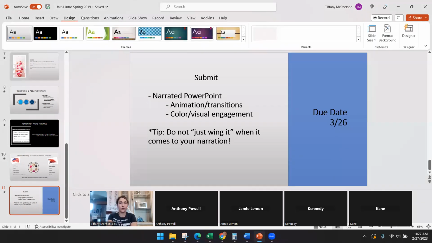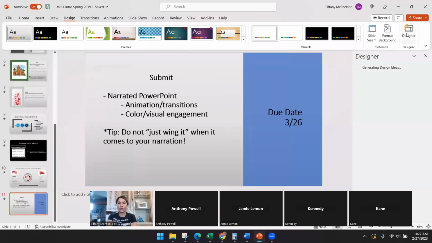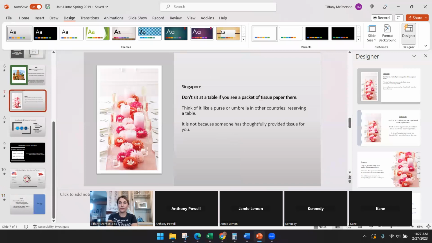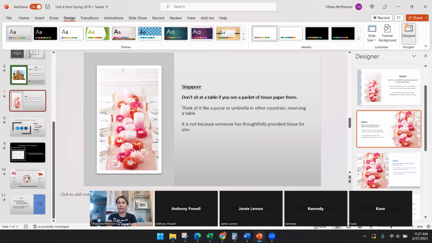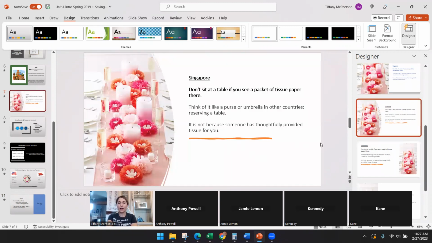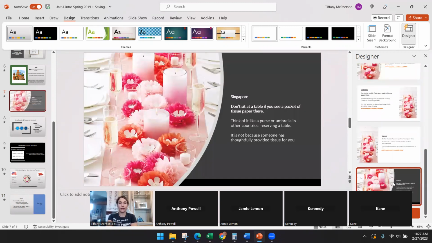So if you go to the design tool, which is in the top menu, and then you go all the way to the right and you click designer. This, of course, has no ideas for this slide. That doesn't typically happen. So I selected another slide. You can see the designer is now giving me different options for the layout. So sometimes it's moving the picture over to the right. It's adding this little orange line for decor, or we can switch it to look like this. So really, it takes a lot of the design work out of the equation for you if you use that feature in PowerPoint.